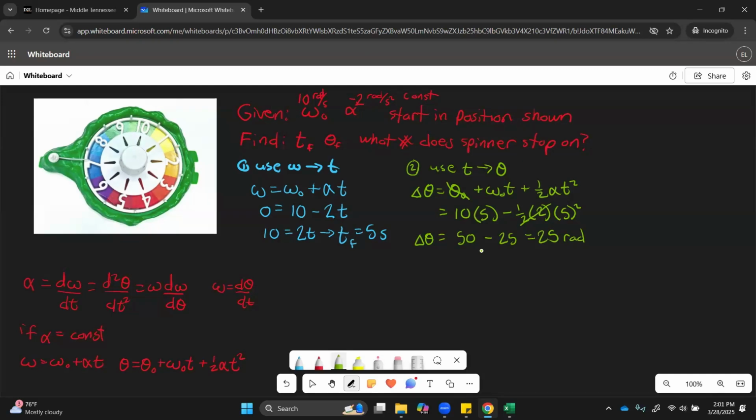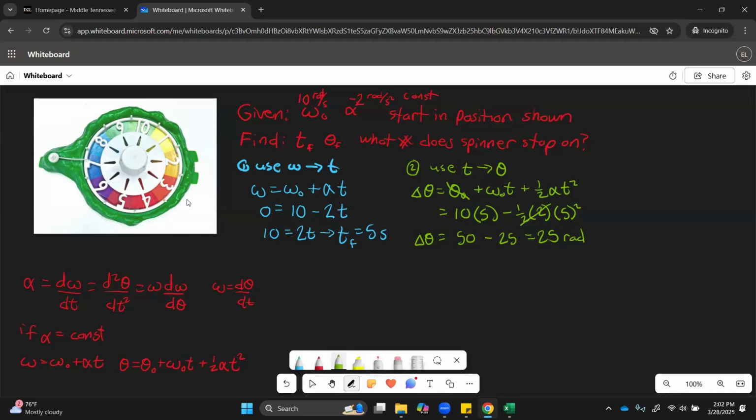To find that, we have to figure out the number of revolutions. We can see that there are 10 numbers on the wheel, so each number takes up approximately 1/10 of a revolution. If there are 360 degrees in the whole circle, dividing by 10 makes each section 36 degrees, or 1/10 of a revolution.